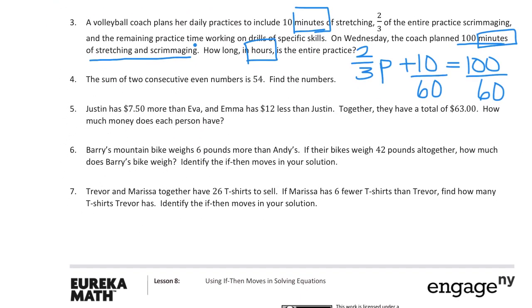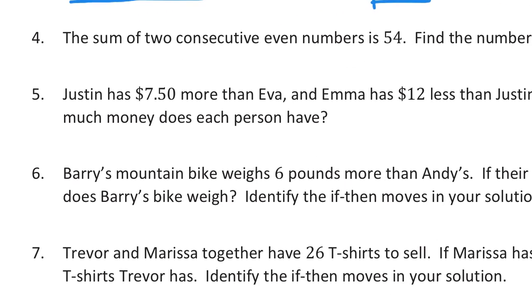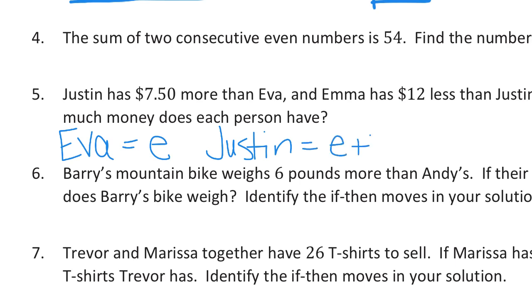Justin has $7.50 more than Eva, and Emma has 12 less than Justin. Together, they have a total of $63. How much money does each person have? So I need to think about each person before I can set up my equation. So Eva, I don't know. So she has E. Justin has $7.50 more than her. So E plus 7 5/10.